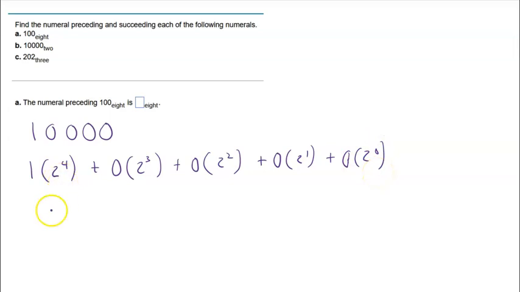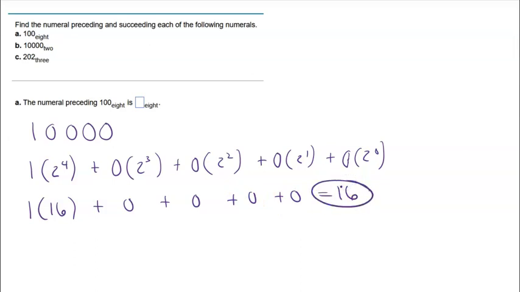Now we know 2 to the fourth is 16. So this is 1 times 16. Plus 0, plus 0, plus 0, plus 0. In other words, this number in base 10 is just 16. Now, circle that like that's the answer. It's not. Okay? Now, remember, what we're really trying to do is find the number before this, which we know is 15. Am I right? So the preceding number is 17. But that's base 10.